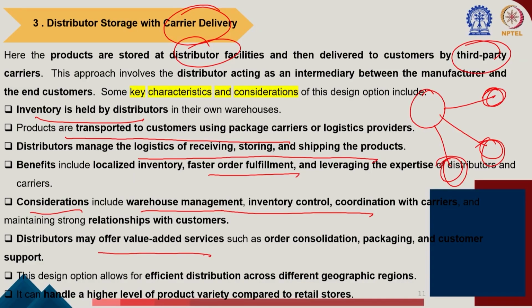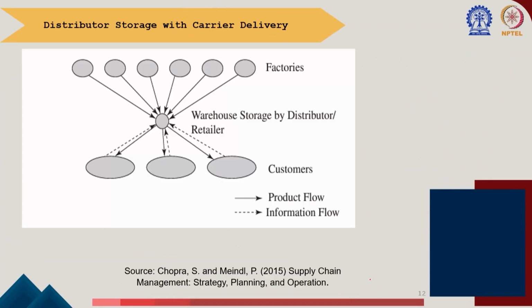And this design option allows for efficient distribution across different geographical regions, right? Because now you need not set up your own distribution network, because a third party is doing that, or your local distributor is doing that, and then you can maintain a higher level of product variety availability. So how is it different? Earlier the product was directly coming to the customer, now it is not the case.